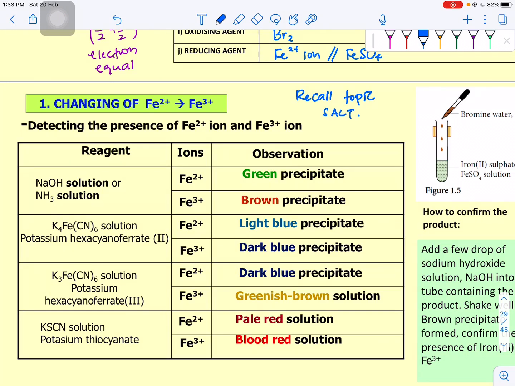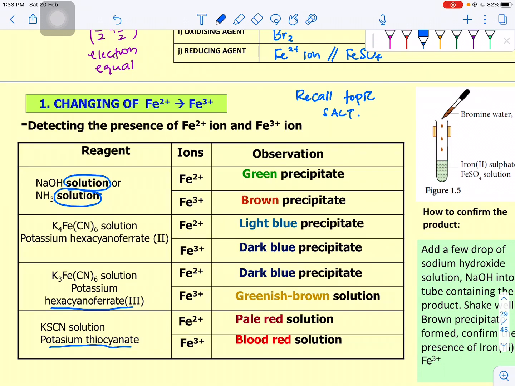Kita boleh pakai NaOH solution. Kena ada perkataan solution. Kalau tak salah sebab dia consider you pakai dalam keadaan solid state. Boleh pakai potassium hexacyanurate 2 or potassium hexacyanurate 3 or potassium thiocyanate with different color. Tapi I suka pakai sodium hydroxide solution lah. Senang, or ammonia solution, because hexacyanurate dengan thiocyanate risiko dari segi spelling.